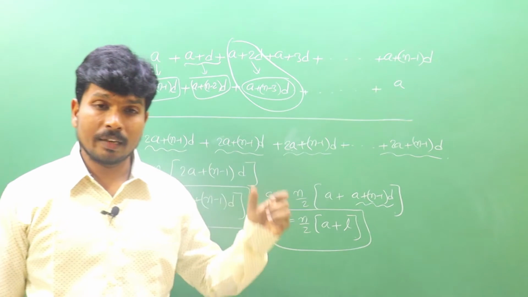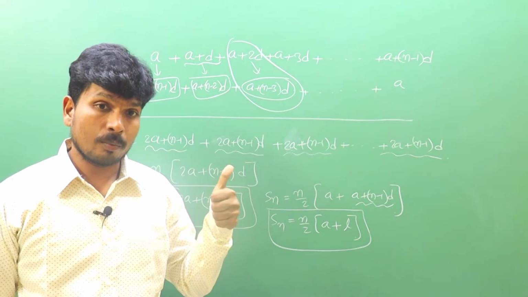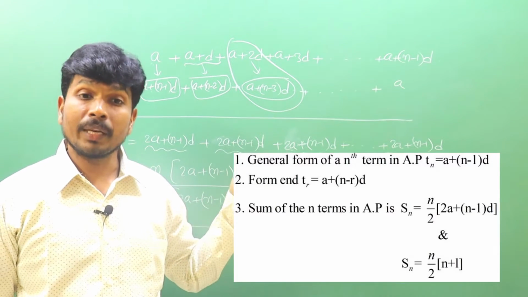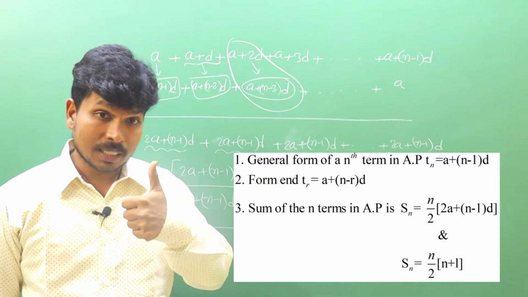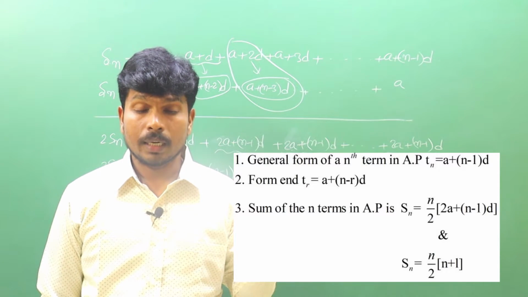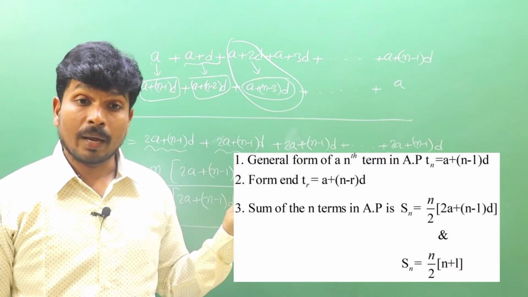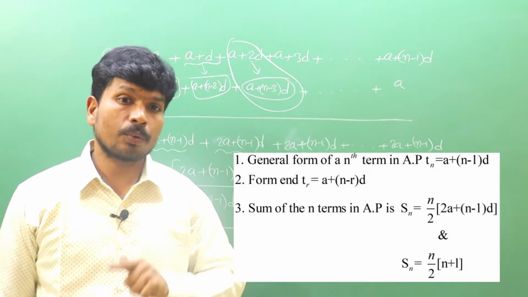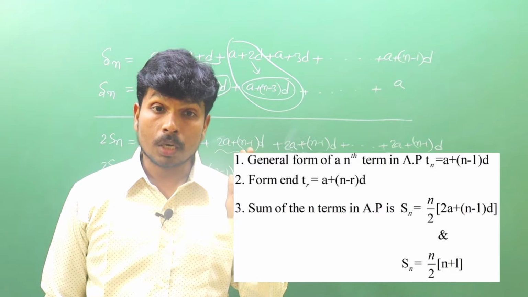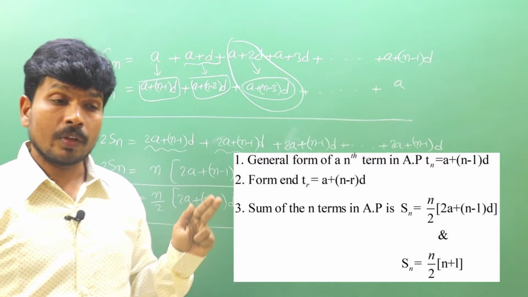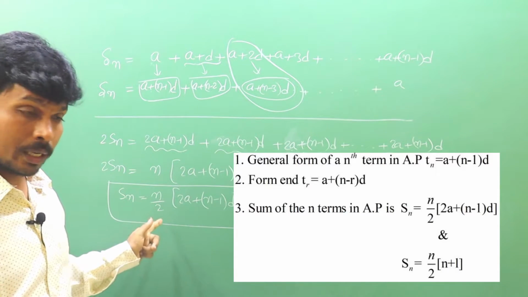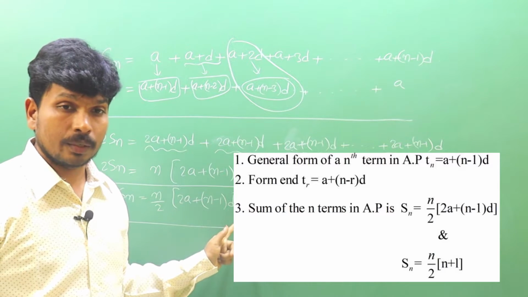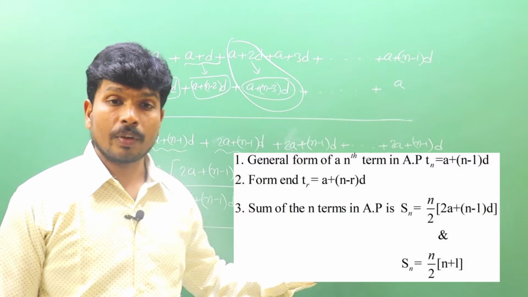So you get the key points. The general form of the nth term in AP is Tn equal to a plus n minus 1 into d. The second formula, from the end, is Tr equal to a plus n minus r into d. And the third one is the sum of the n terms in AP: n by 2 of 2a plus n minus 1 into d, and n by 2 of a plus L.